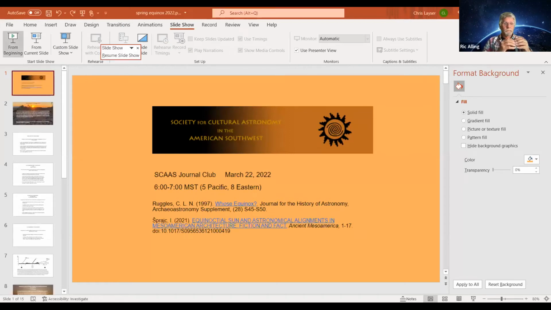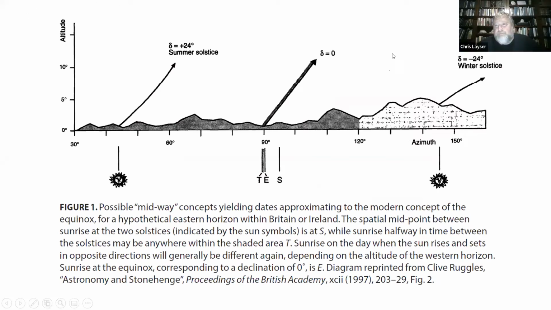All right, I'm going to share my screen again. You're right, I forgot about this one. Here's a quick slide from the Ruggles paper, where he talks about these different types of pseudo equinoxes on the horizon. He talks about true east lining up to 90 degrees; the spatial midpoint on his diagram here between the winter solstice and the summer solstice is way off from 90 degrees. And the temporal midpoint, the time between the winter and summer solstice in the number of days, is just to the north of 90 degrees, which is a great diagram, which shows us how different all of these things really are.